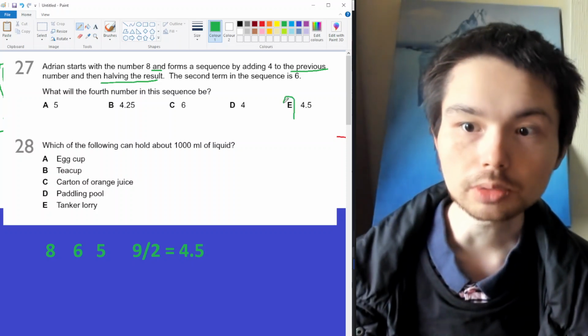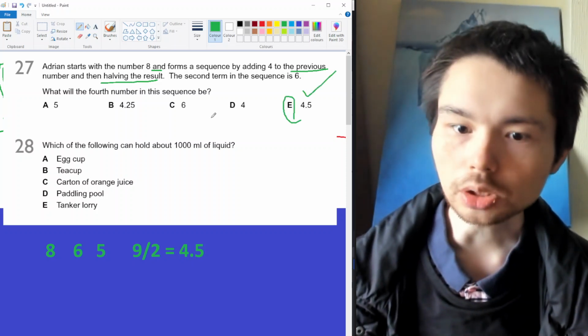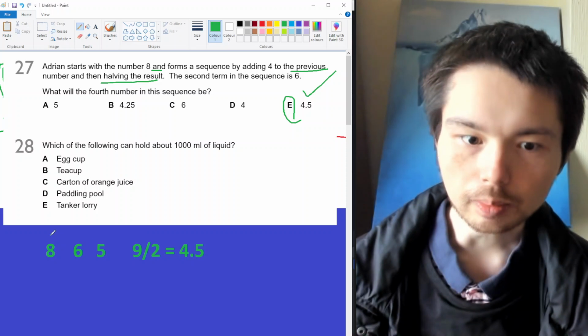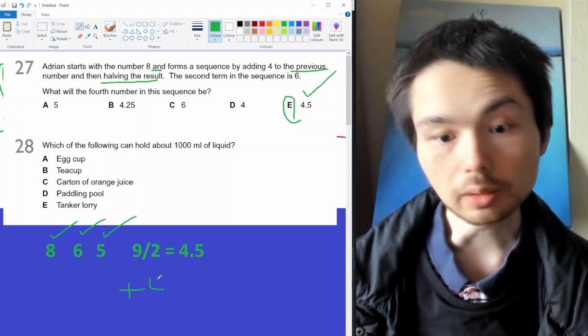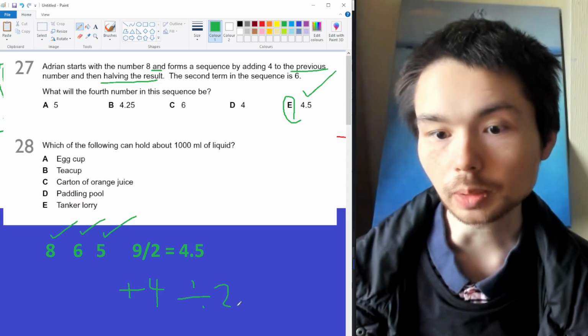So is this question difficult? No. You've got something new. You just need to read it properly. And then add it. Add 4, whatever that is. And then you halve it. And then we get 4.5.